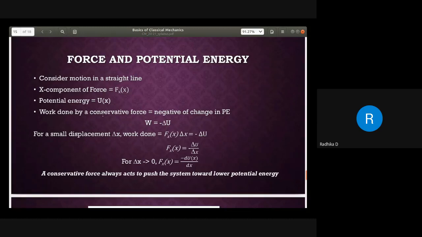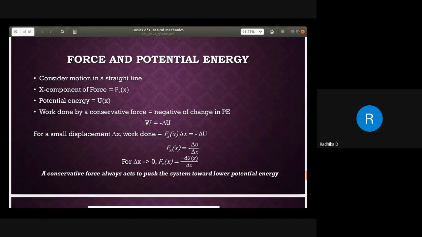Now this thing you already understood. Work done by a conservative force is negative of change in potential energy. You were throwing up the ball, there was a change in potential energy in the opposite direction, like suppose you did a positive work, change in potential energy was negative. If the change in potential energy was positive, then work was done in the opposite direction. So the same concept we are bringing back. Work is equal to negative of change in potential energy, or W is equal to minus delta U.